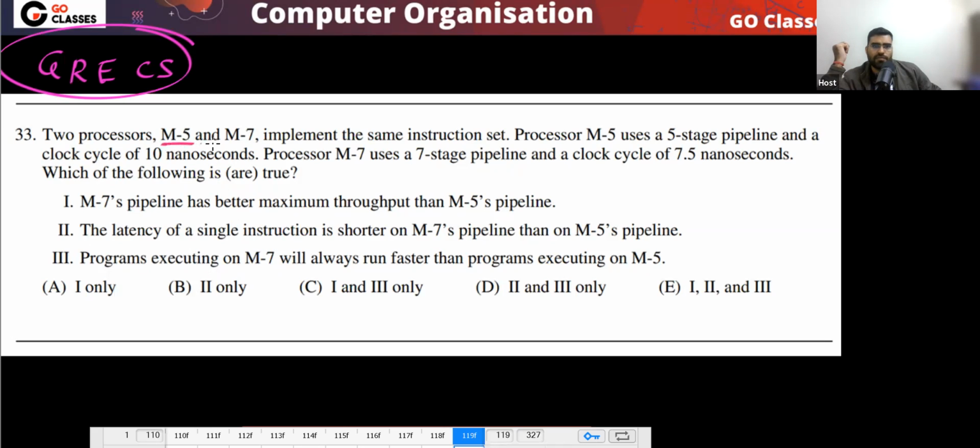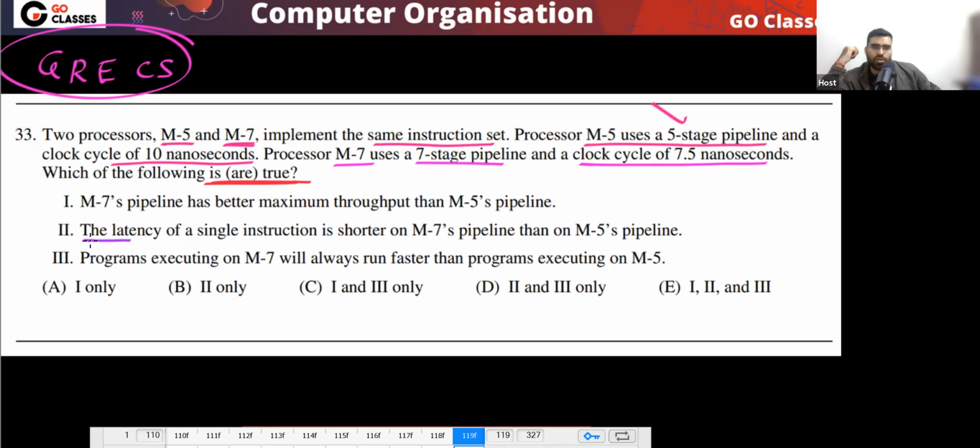There are two processors, M5 and M7, with the same instruction set. M5 has a 5-stage pipeline with a cycle time of 10 nanosecond. M7 has a 7-stage pipeline with a cycle time of 7.5 nanosecond. Which of the following is or are true? Tell me the answer.